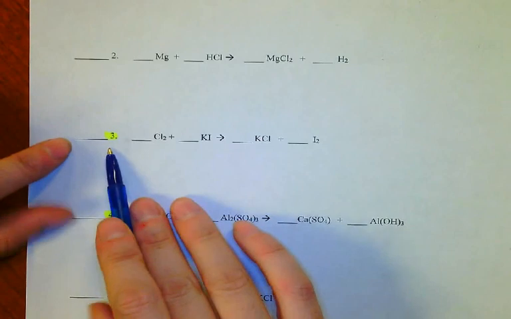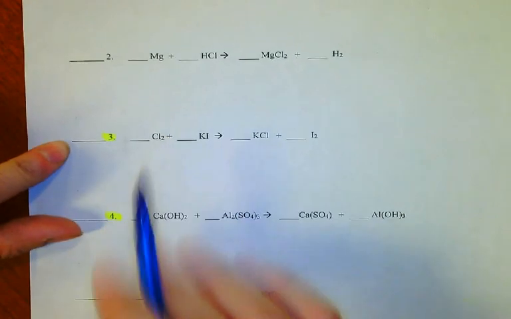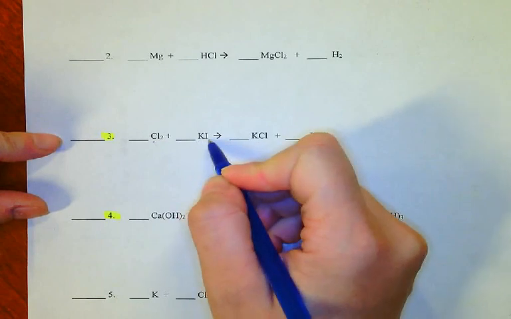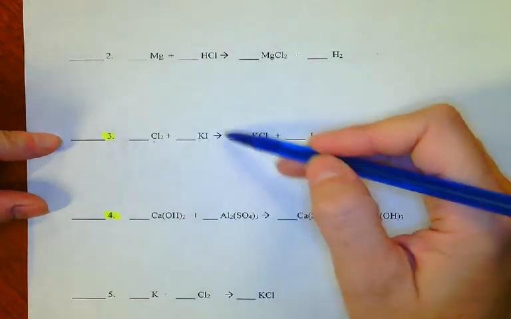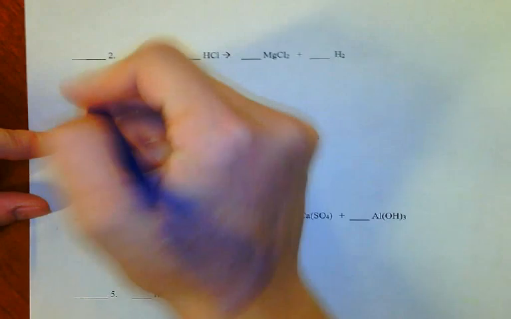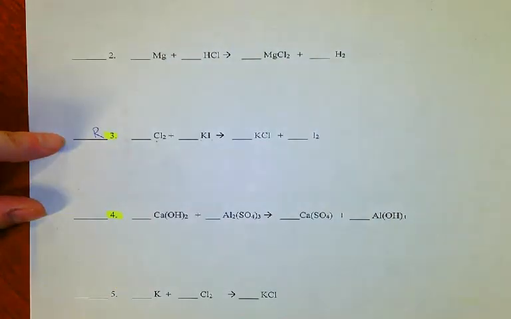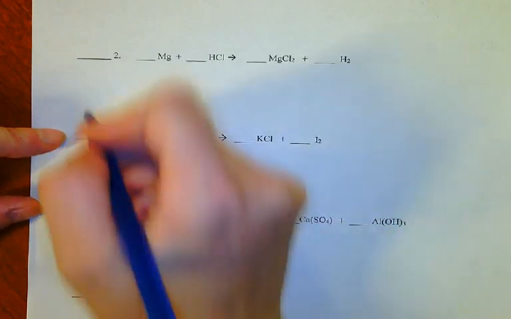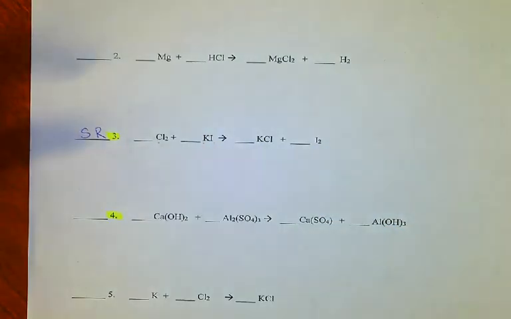So the first thing we want to look at here, number 3, is which type of reaction is it? So I've got one capital letter reacting with two capital letters, and it looks like chlorine and iodine are replacing each other. They're switching spots. So it's definitely a replacement, and I have a single one before and a single one after. So I'm going to say single replacement.